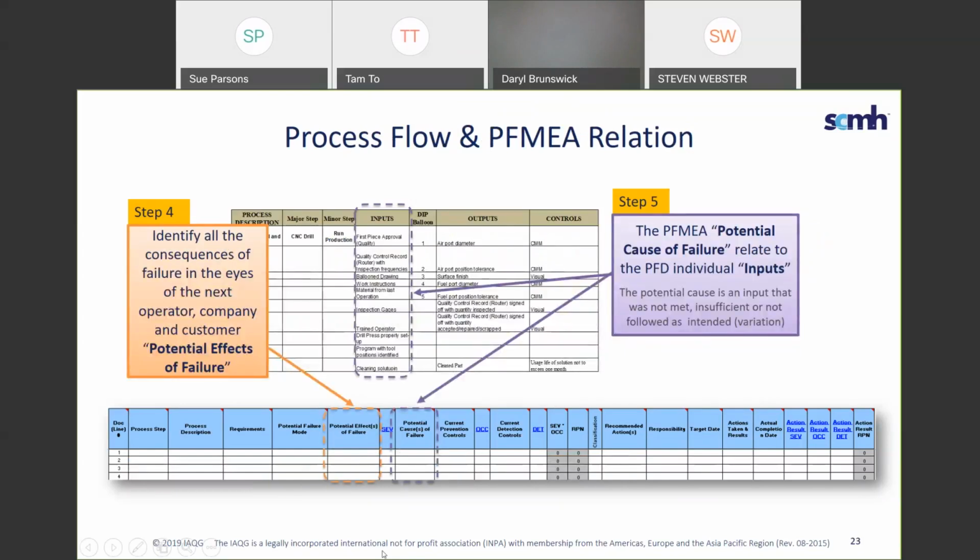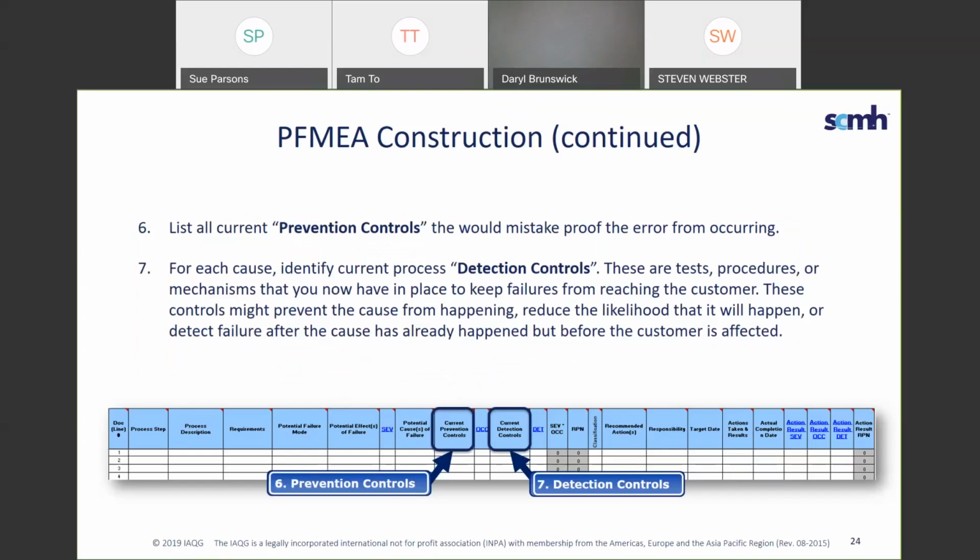So again, identify all the consequences in the eyes of the next operator. Just reiterating what we said, these are your potential failure modes. The potential cause of failure, the purple block, relates to the process inputs. A potential cause is an input that was not met, is insufficient, or not followed as intended, or variation. So those would be causes. Maybe you're trying to weld something together and you didn't get it hot enough for the weld to work. So it was insufficient heat.